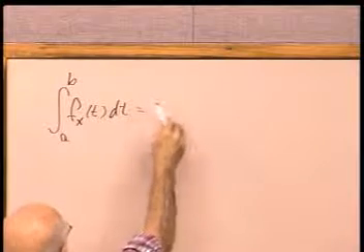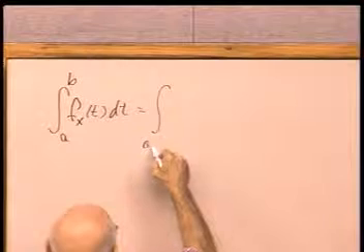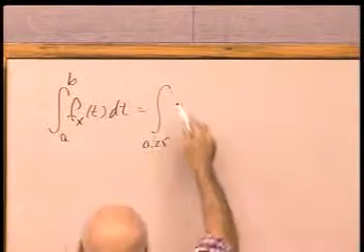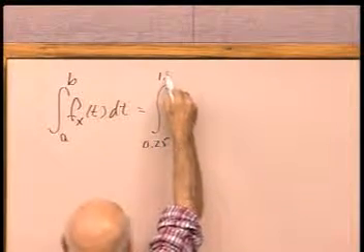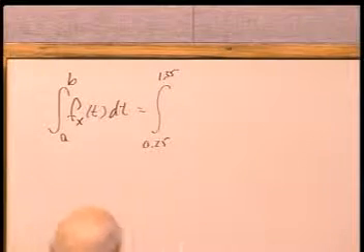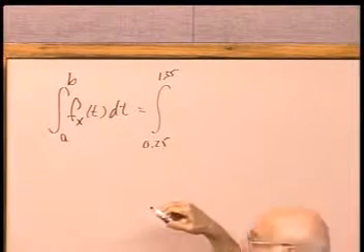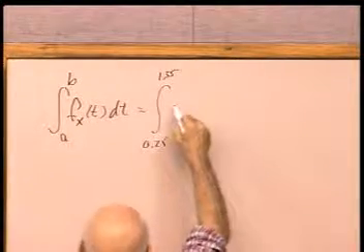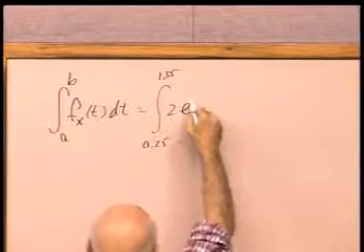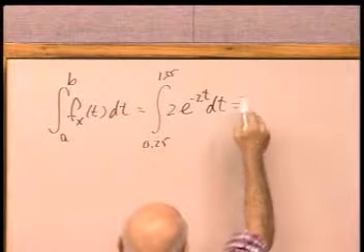So in this particular case, it tells you that a is equal to 0.25, and b is equal to 1.35. Is that correct? Are those the values I said? Okay, and this is numerical, so now you want to plug in the numerical values of f. So that's going to be, since lambda is 2, 2e to the minus 2t dt. And now you integrate that.